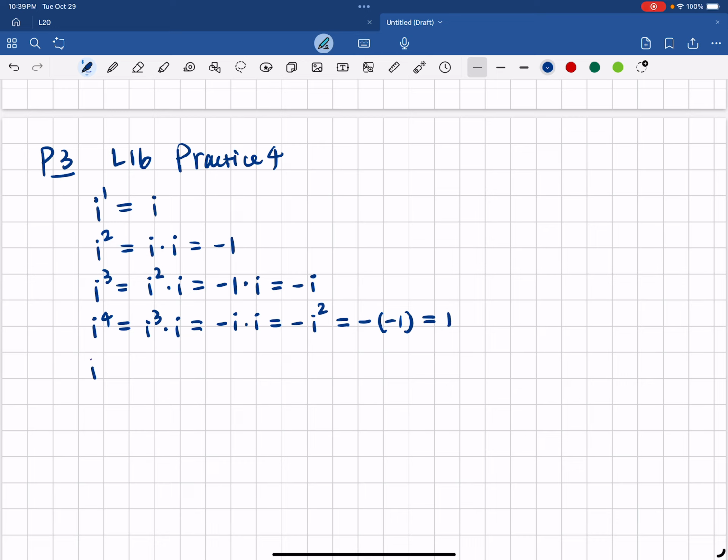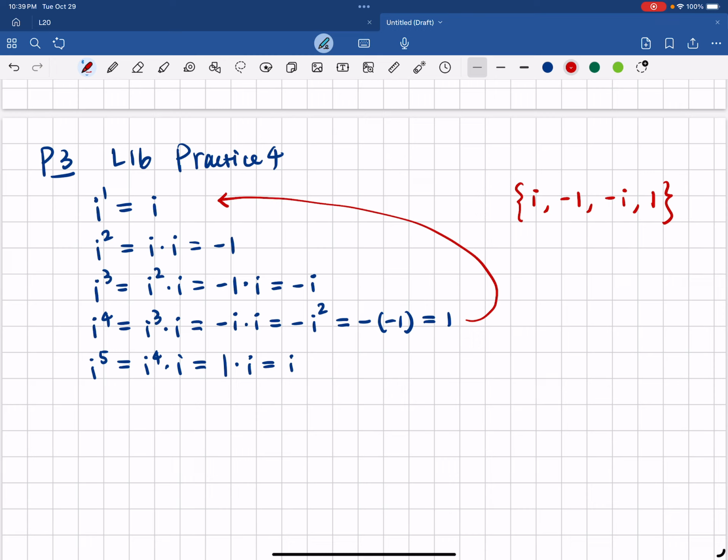And then if you keep raising your power, i to the fifth will be i to the fourth times i. i to the fourth is 1, so it's 1 times i, which is i. So basically, this goes back to the original for the next cycle. So there is a cycle of 4 going on right here. It starts with i, right? And then it goes to -1, -i, and then 1. And then after that, it just goes back to the beginning.